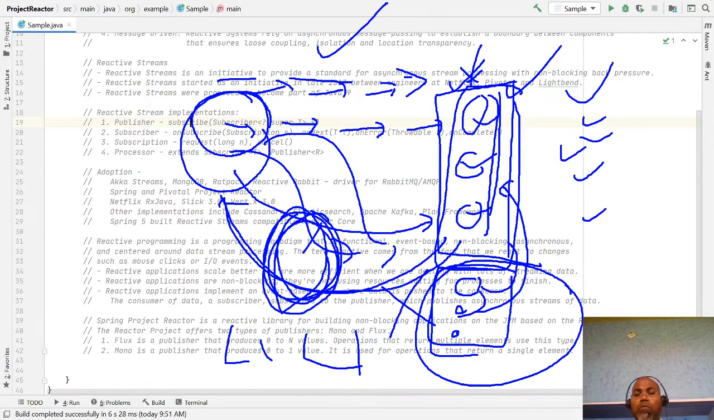So this is one of the key features of reactive stream systems. So all this concept of publisher, subscriber, subscriptions, and the processing.